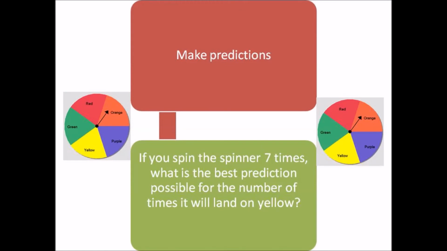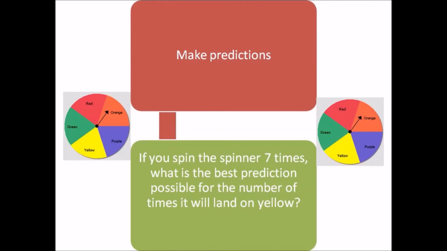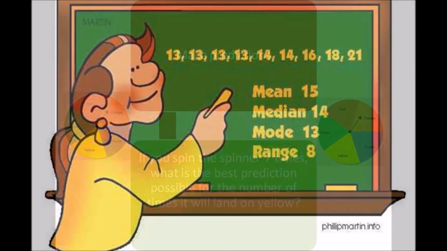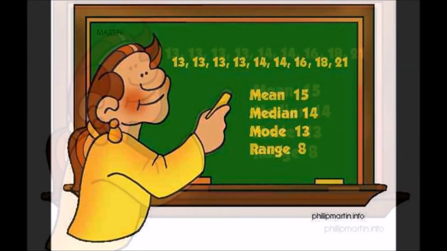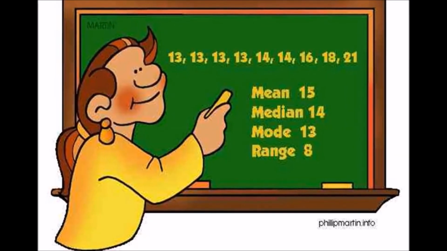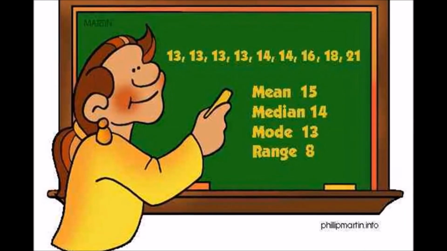Predictions. If you spin the spinner 7 times, what is the best prediction possible for the number of times it will land on yellow? When there are primary and secondary colors, if you spin it 7 times, how many times will it land on yellow? Then, with the given numbers 13, 14, 16, 18 and 21, find out what the mean, median, mode and range are.